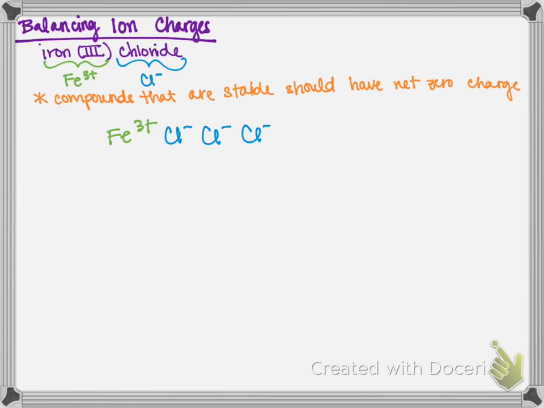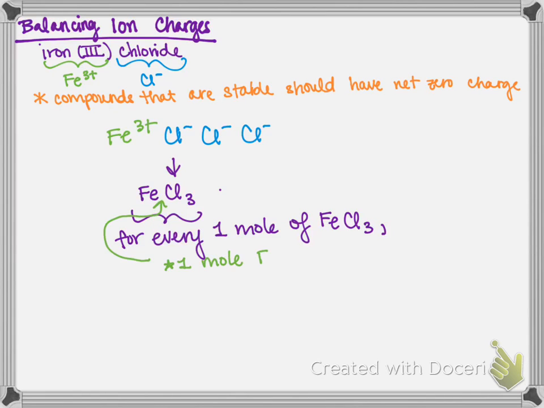So the correct ionic chemical formula is FeCl3. This chemical formula indicates that for every 1 mole of FeCl3, there's 1 mole of iron ions and 3 moles of Cl-, because it required 3 Cl's to balance the charge on the iron.